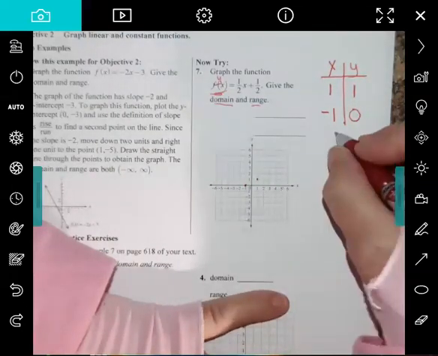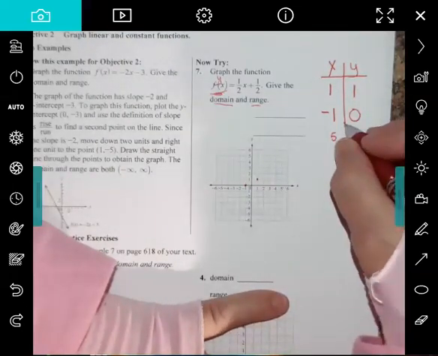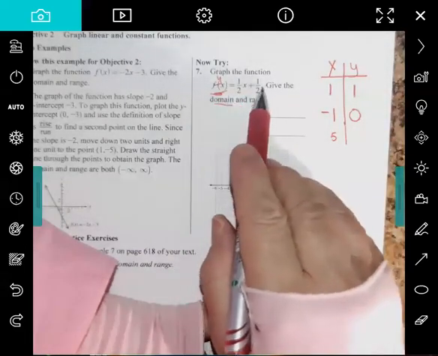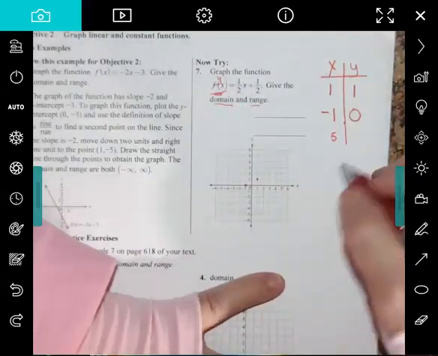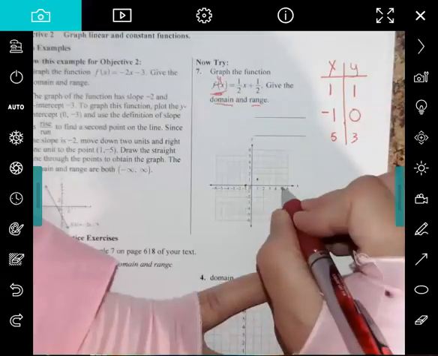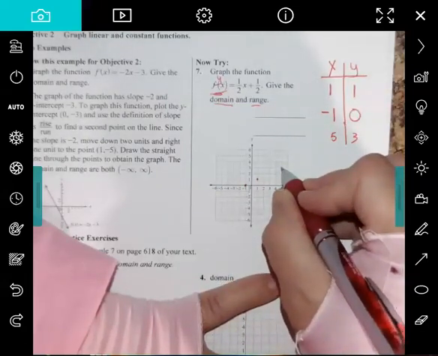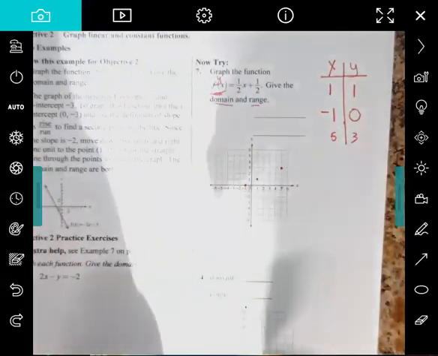I think I'm going to put 5 in there just because it would make me feel good. Yeah, sure. 5/2 plus 1 is 6/2. 6/2 is 3. 5, 3. I just wanted another point because those were kind of close together for my poor eyes.